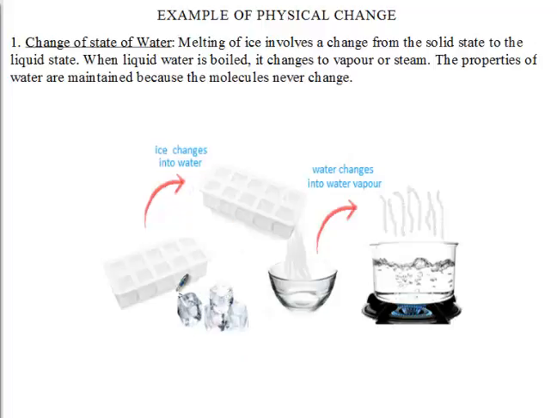So over here, there is a change in state. No new substance is formed. It is still water. And this reaction can be reversed. The water vapor could be reversed to get the liquid water. And then the liquid water could be cooled to get the ice.